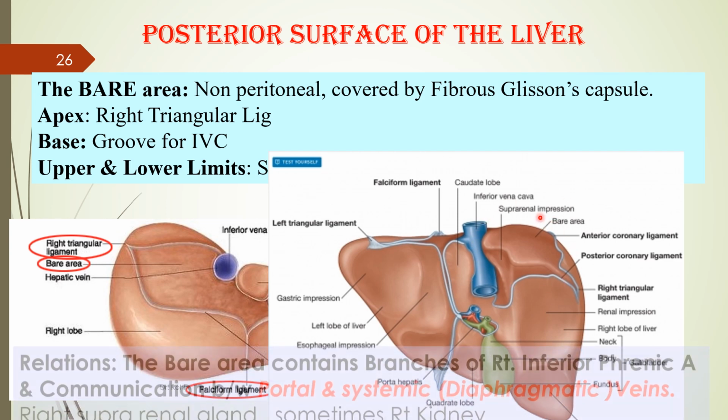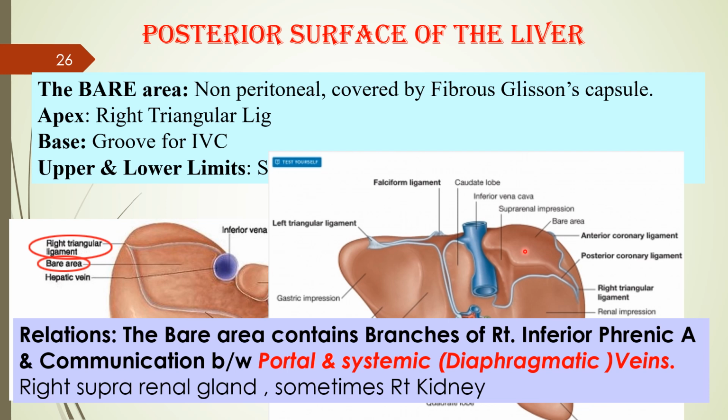So this is your bare area. This bare area contains branches of the right inferior phrenic artery and some communications between portal and systemic diaphragmatic veins. So it is again a very important site of portocaval anastomosis. It is related to the right suprarenal gland and sometimes the anterior surface of the right kidney, because the right suprarenal gland is on the kidney. Fine, the lower part here is the right suprarenal gland.